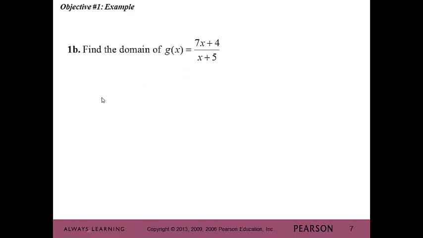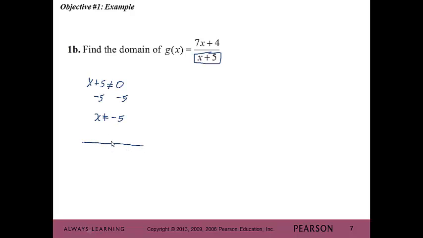Alright, last example, it says find the domain of g of x equals 7x plus 4 divided by x plus 5. So again, we see a denominator. So we're going to take our denominator and we have x plus 5 does not equal 0. We are not concerned with our numerator, so we don't need to do anything with it. Solve for x, and we get x does not equal -5.